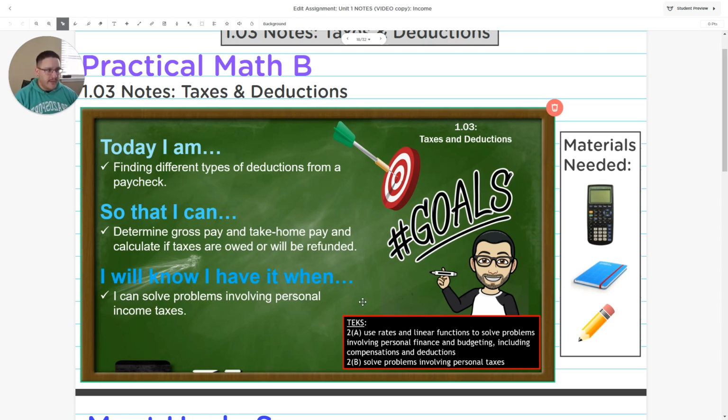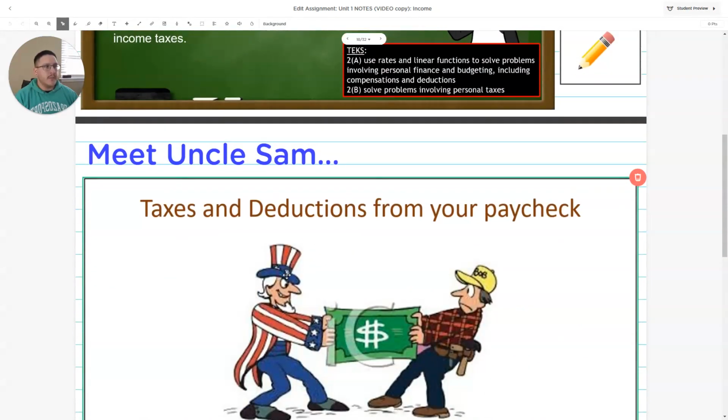Specific TEKS we're looking at for today's lesson is 2A. Use rates and linear functions to solve problems involving personal finance and budgeting, including compensations and deductions. And 2B. Solve problems involving personal taxes.